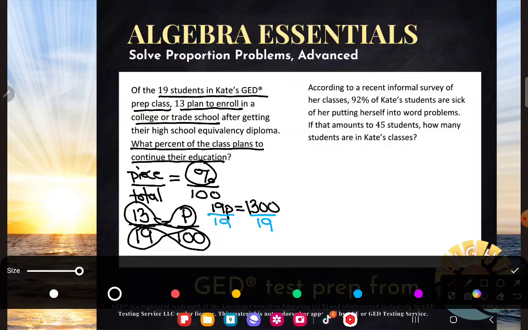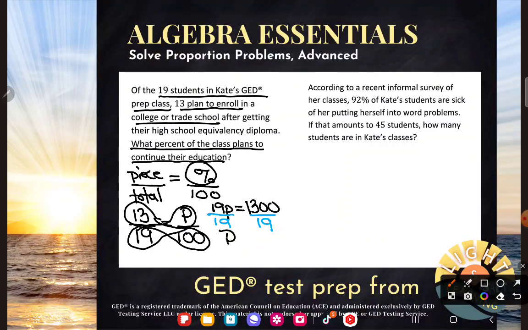And 1300 divided by 19 is 68... messy handwriting, Kate. 68.42 and so on. Ugh, do I have some rounding directions? I don't. Oh my goodness. Let's just round to the nearest tenth, shall we? So the percent is equal to 68.4%. Nice. And that's it. Super simple.